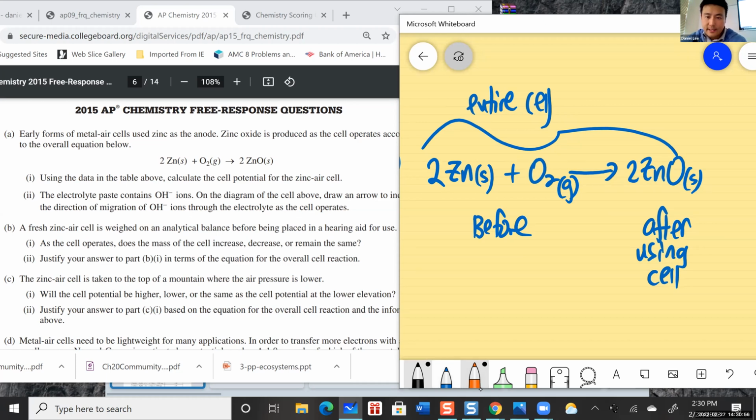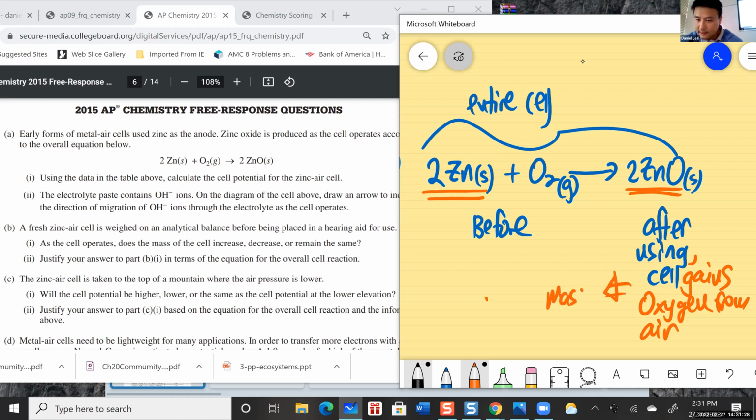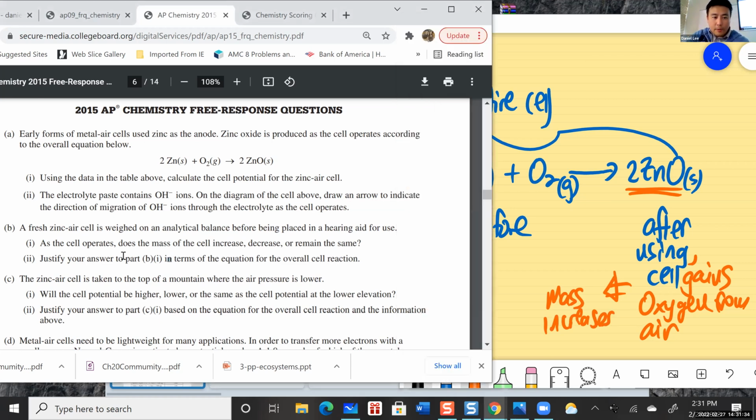And by looking at this, I am gaining oxygen from the air as I produce zinc oxide. Before, you only have zinc metal. And the reaction grabs oxygen from the air and you're producing zinc oxide. Wouldn't that mean gain mass? So after using the cell, it gains oxygen from air and mass increases. So this means mass increases. So that is the answer. As you operate, the mass of the cell will increase because it's gaining oxygen.